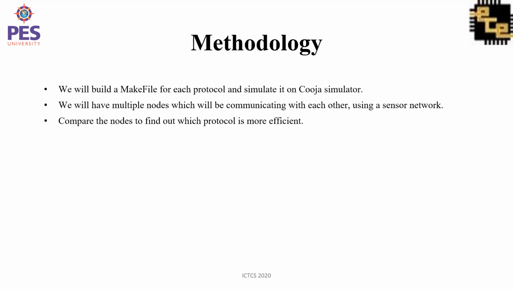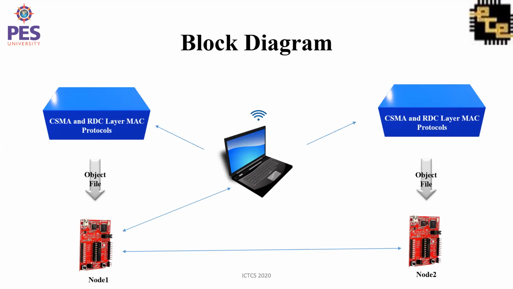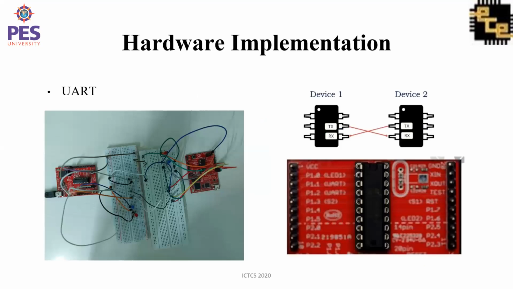So the methodology we followed was we built a makefile for each protocol, and we used the Contiki operating system. And we have multiple nodes which are communicating with each other using a network stack. And we compare each node and find out which protocol is more efficient. So this is a high-level block diagram. Imagine we have two nodes, one node is a server and the other node is a client. The system directly communicates with the server, and the server communicates to the client, and the transmission happens through UART. So we used MSP430, which has an inbuilt UART circuit.